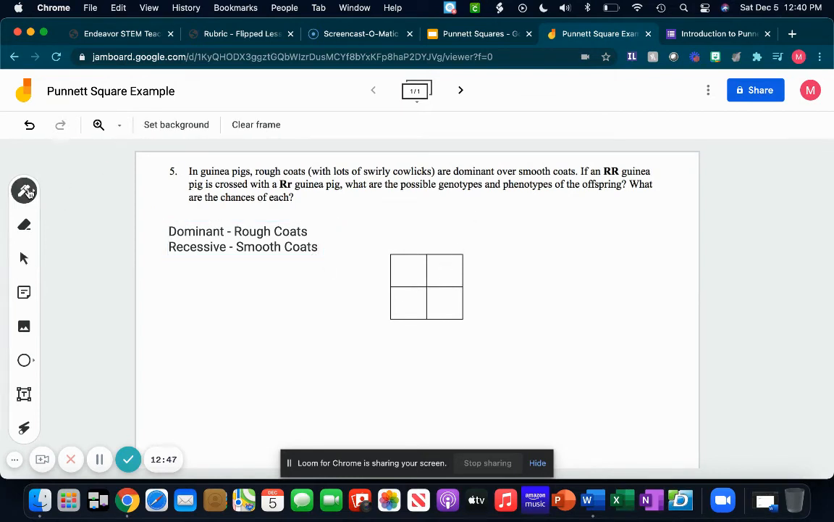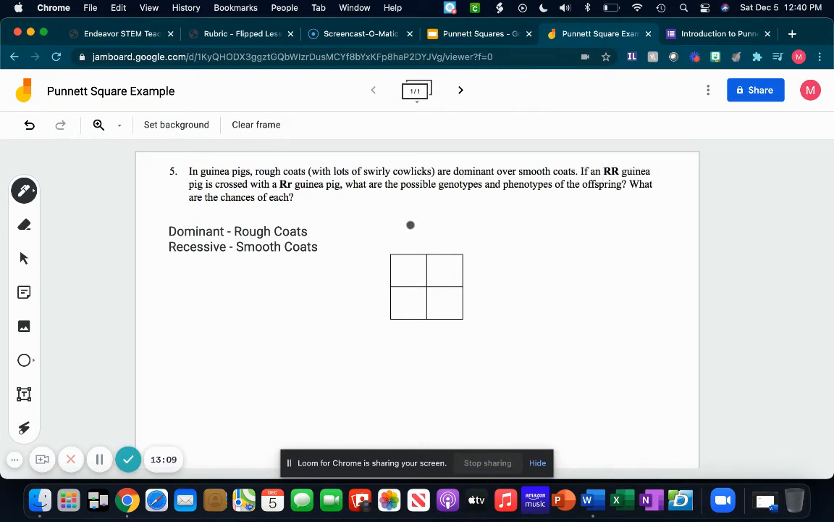So I'm going to get my pen. All right, we're going to go through the steps. Remember, the first step was to draw the box. The box is already on the paper for us, so we don't have to do that step. The second step is to put the parent alleles on the Punnett square.